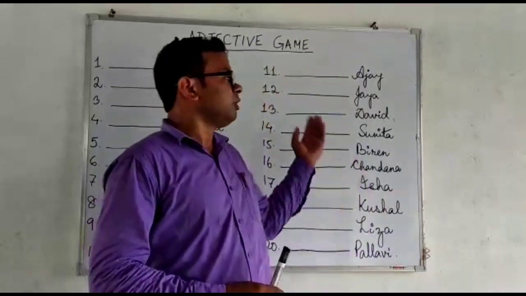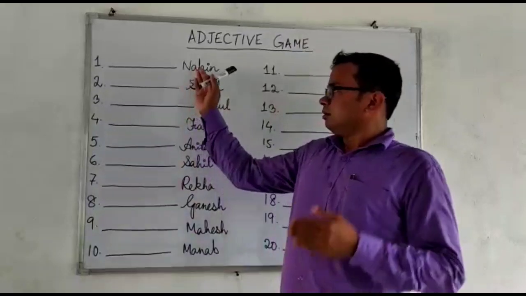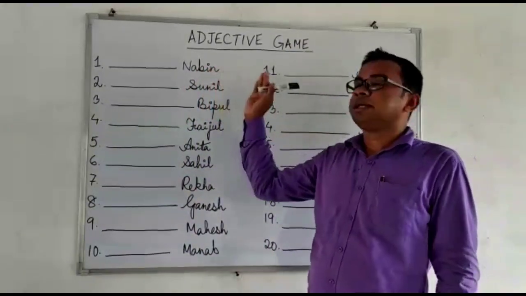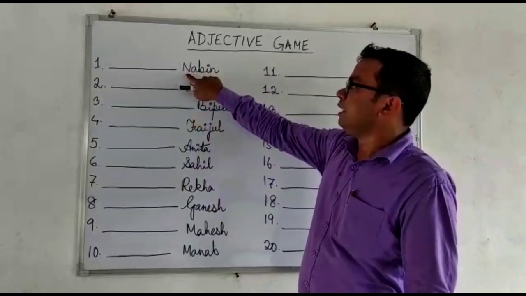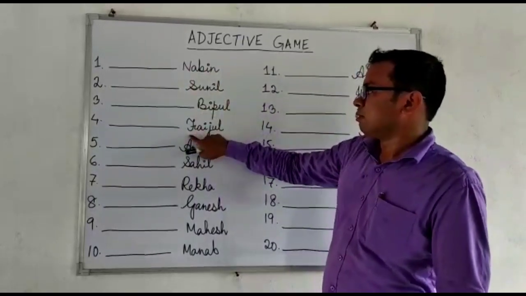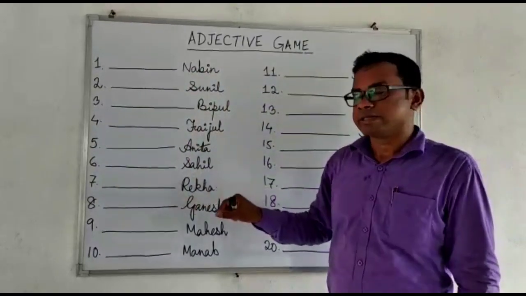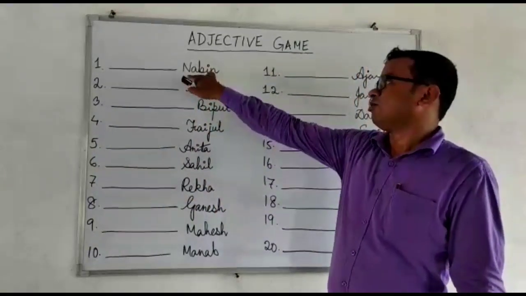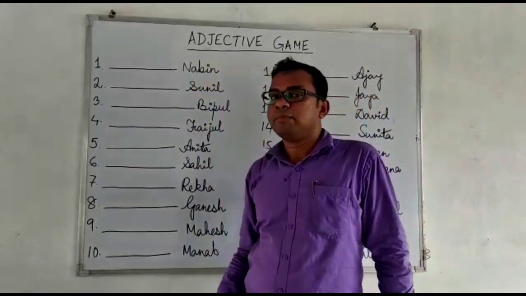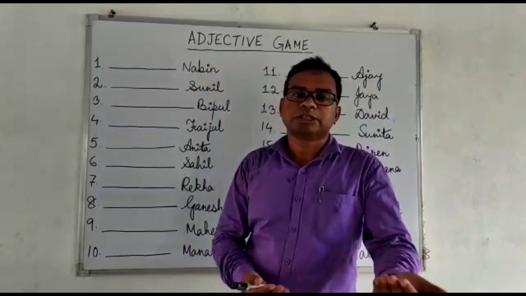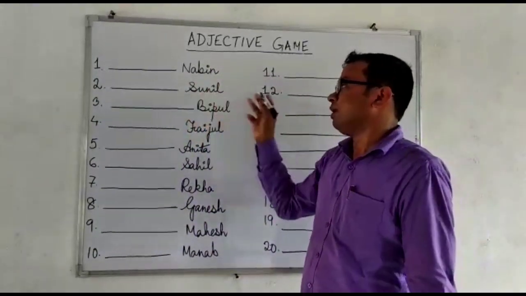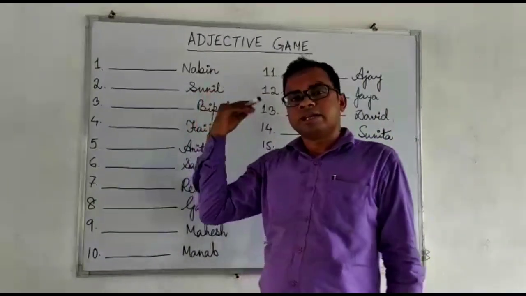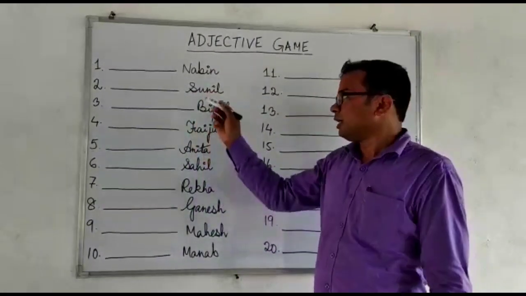Now, we have to ask our students to think about an adjective with the beginning letter of their names. Suppose our first student is Nabin. So Nabin will think of an adjective which starts with N. Second student is Sunil. So Sunil will think of an adjective which starts with S.